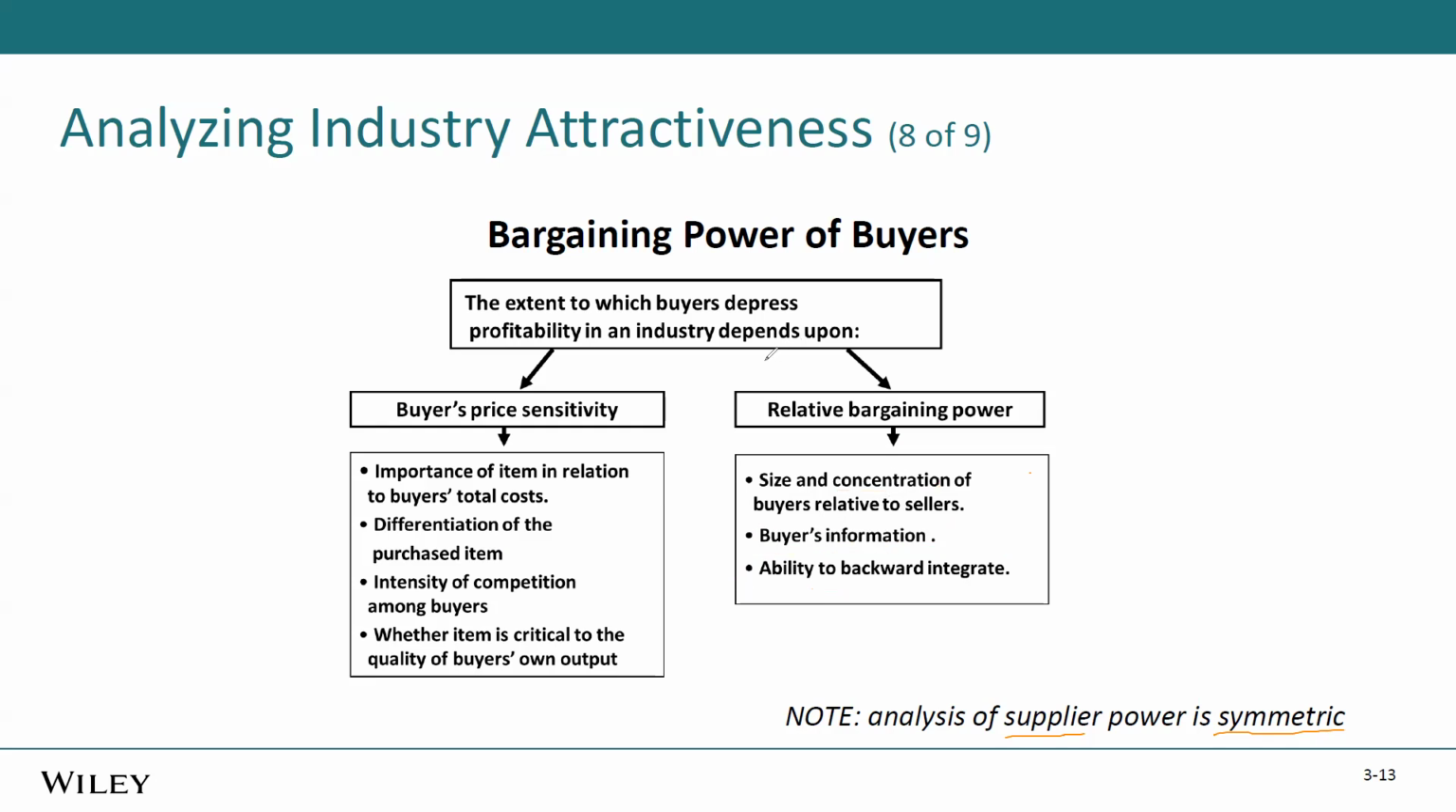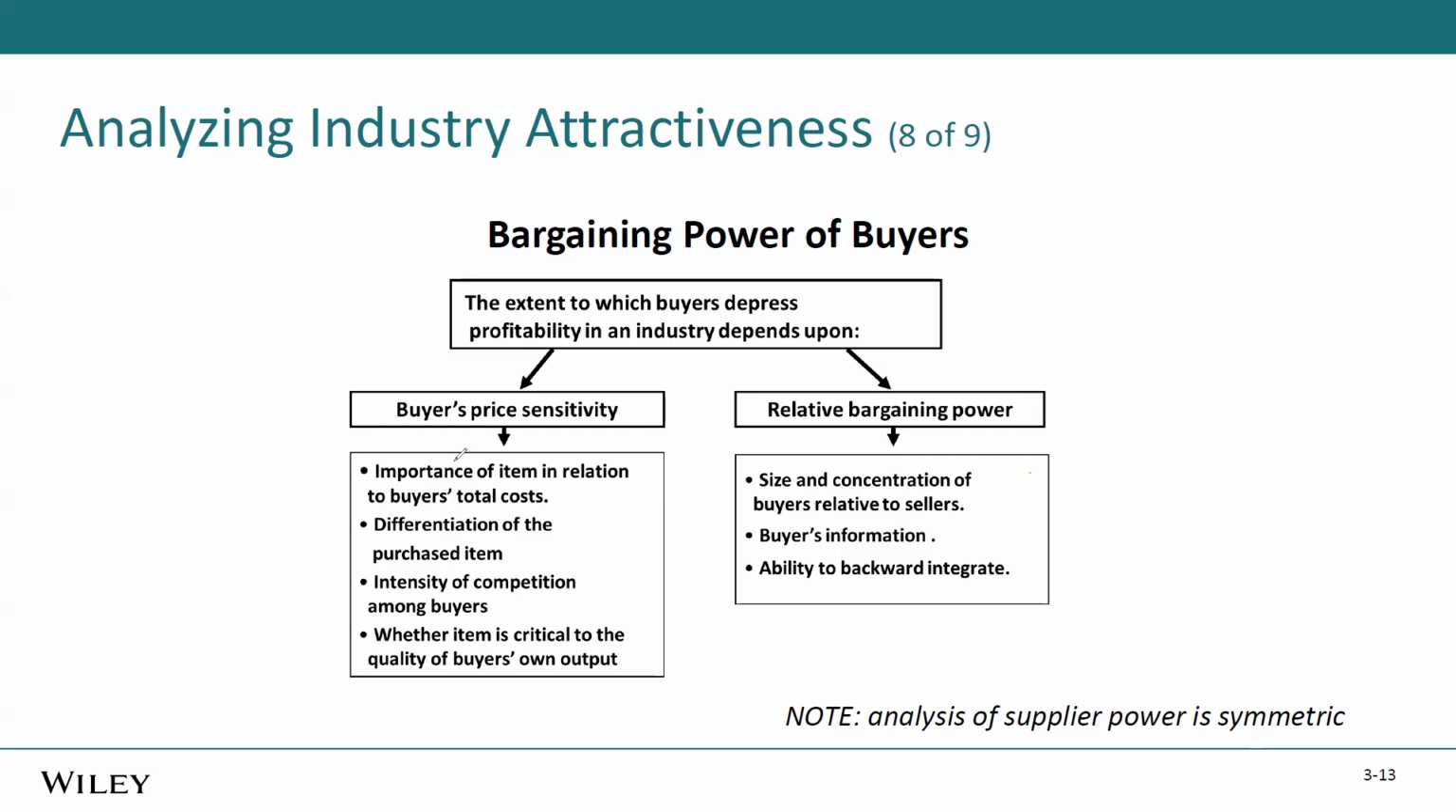So these are what you might call structural factors related to concentration, the amount of competition in each industry, information availability, and the ability to integrate. Then there's this other category that's more related to the buyer's specific price sensitivity.